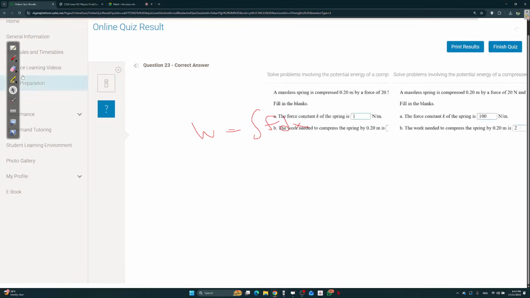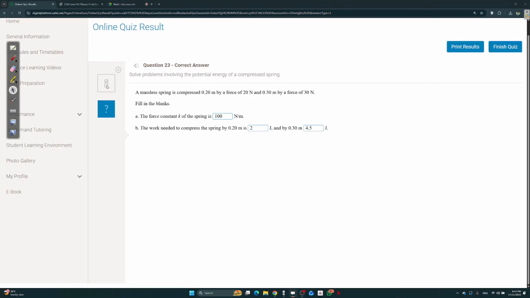Last question, 23. A massless spring is compressed by 0.2 meters by a force of 20 newtons, and 0.3 meters by a force of 30 newtons. What's the spring constant? F is equal to kx. So simply 20 divided by 0.2 and you get 100.